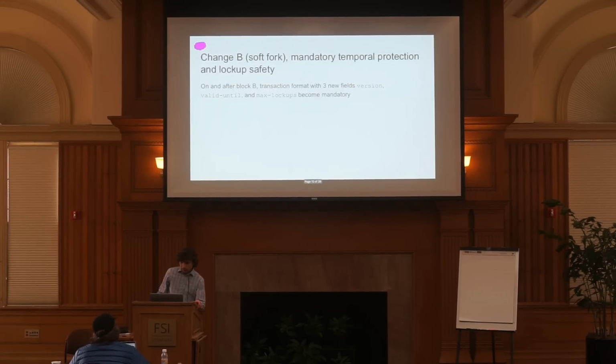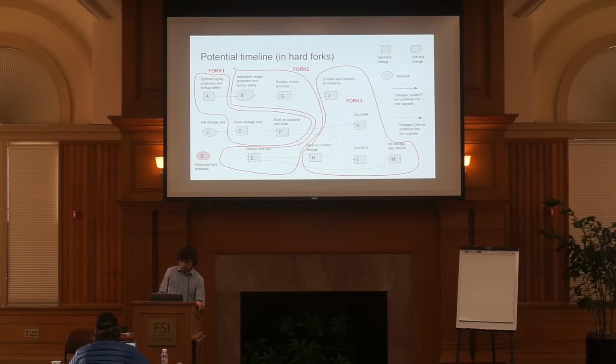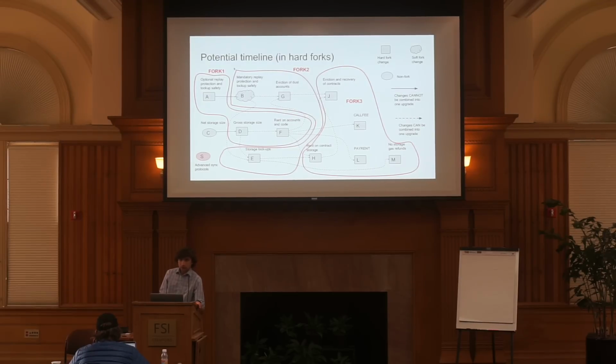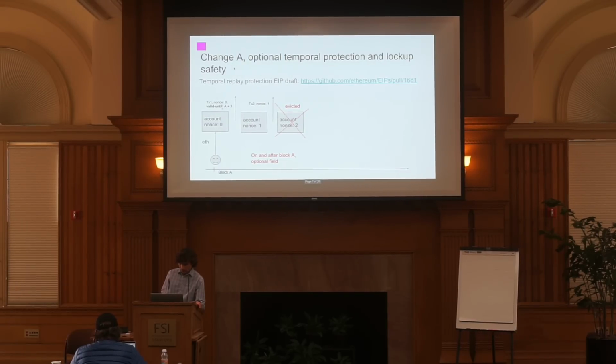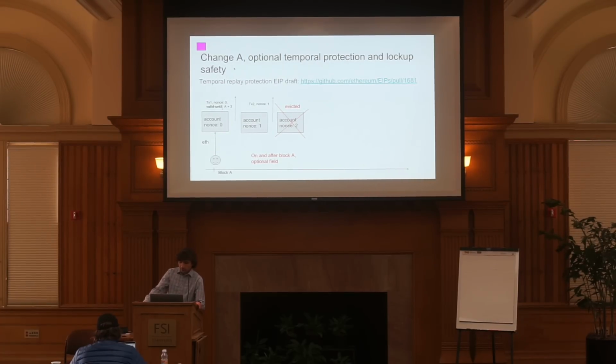If we agree that it is important, then the situation changes: the storage lockups can only be introduced in a second fork, because before that we need to introduce the lockup safety. So I combined the safety with the replay protection because both changes modify the transaction format, and it's probably easier to do them together. So this is how it's going to look. Change A: optional replay protection and lockup safety.